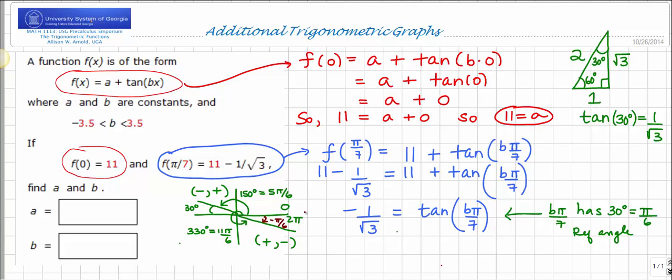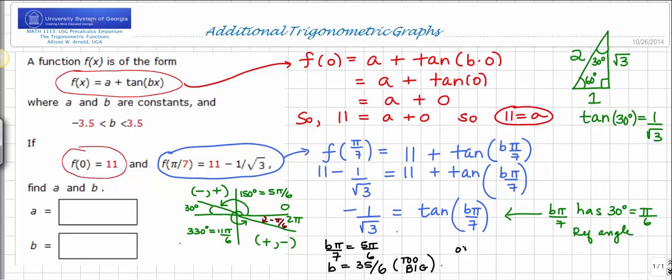So I'm going to try the first positive angle, and if it produces a b value that's too big, then I'm going to move to my negative angle. Okay, so the angle b pi over 7 has the option of being 5 pi over 6. The pi's cancel, multiply through by 7, you get 35 over 6, which is too big. And if that's already too big, then the 11 pi over 6 angle would give you an even bigger value of b. So it's not this guy.